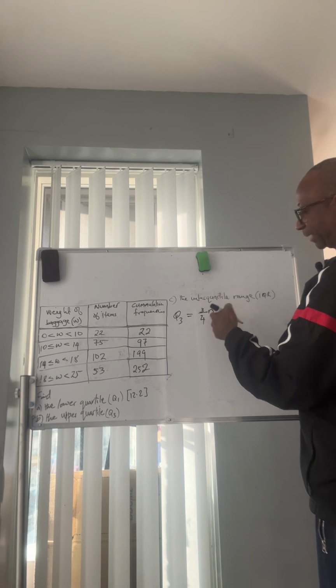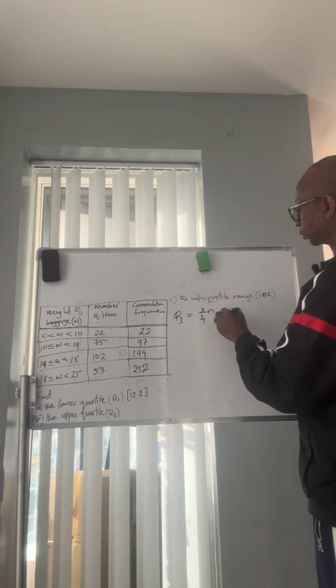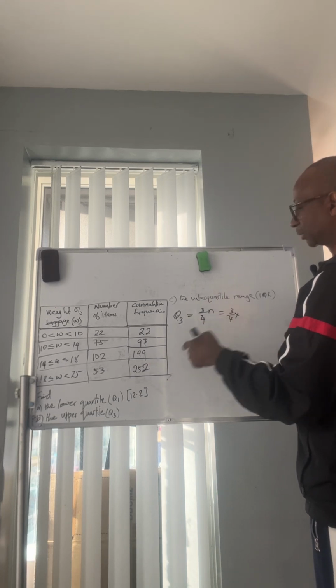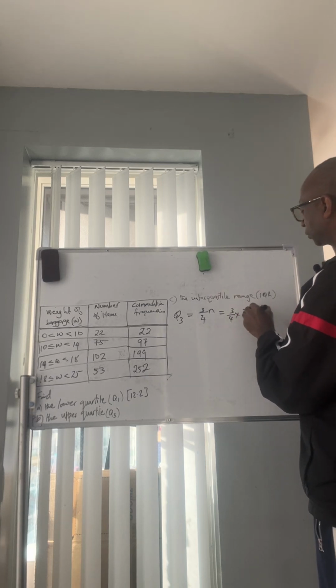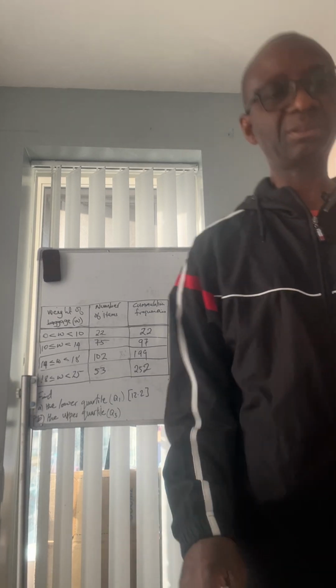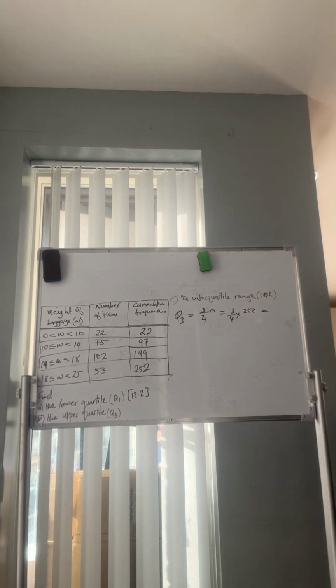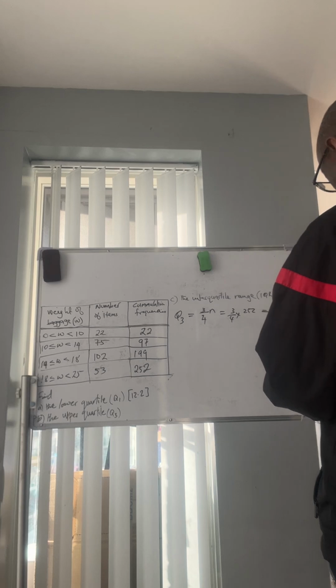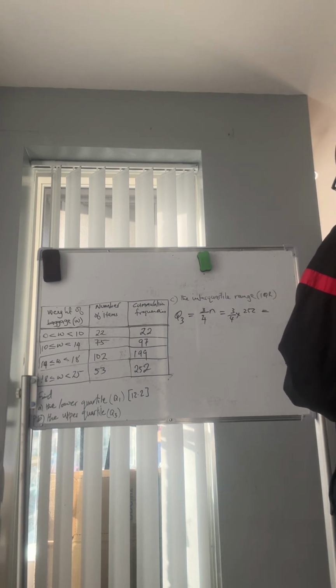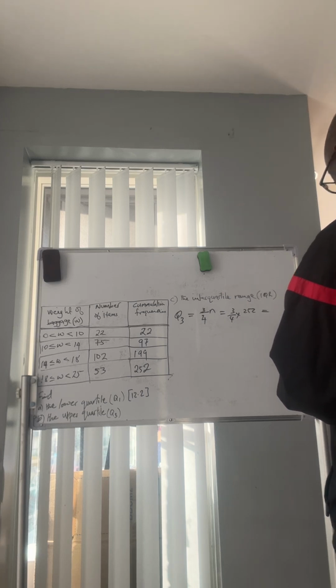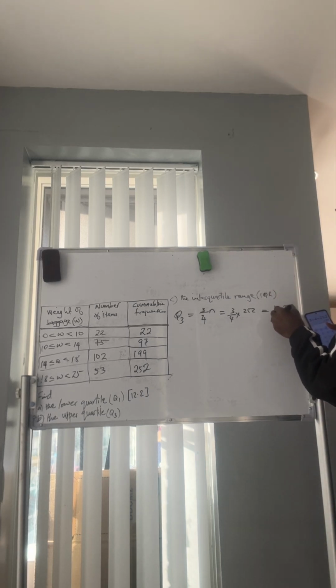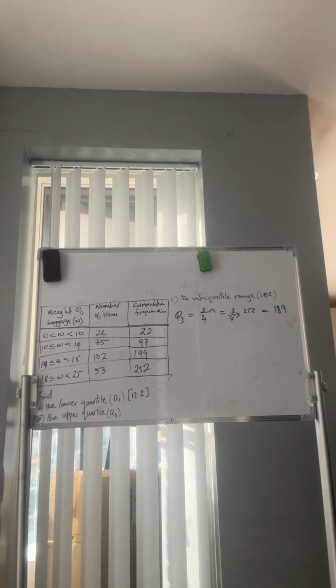Our n here is 252, so it is 3 over 4 times 252. Again, calculator. 3 divided by 4 times 252, you get 189.